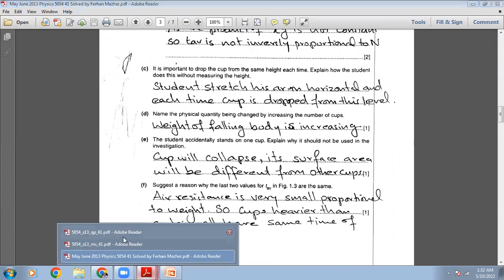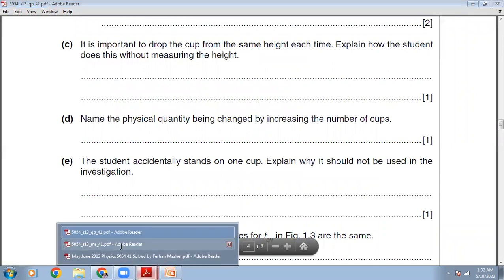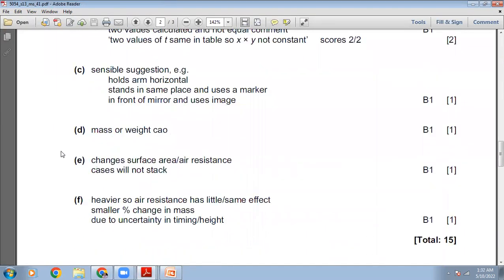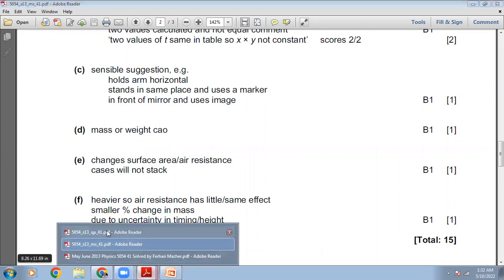So let's check what the marking scheme says. Sensible suggestion, for example, hold arm horizontal, stand in the same place, and use a marker in front of a mirror and use images. Okay, so our answer is right.